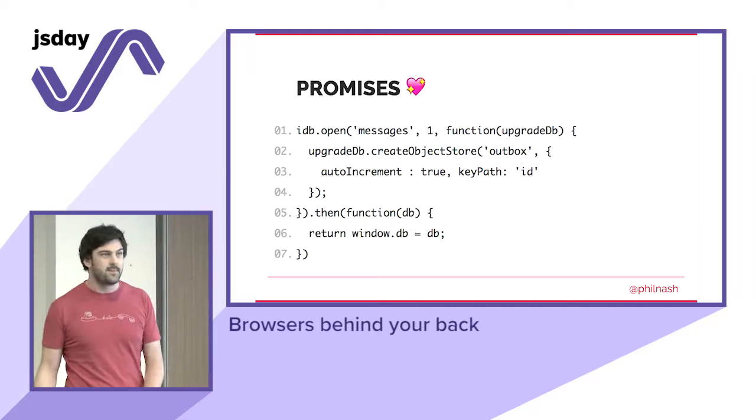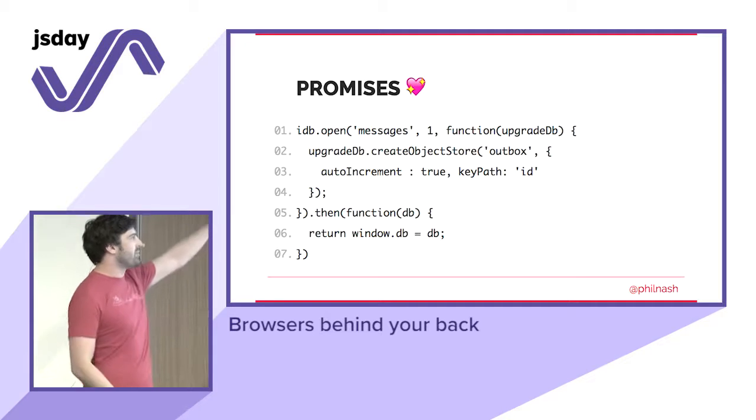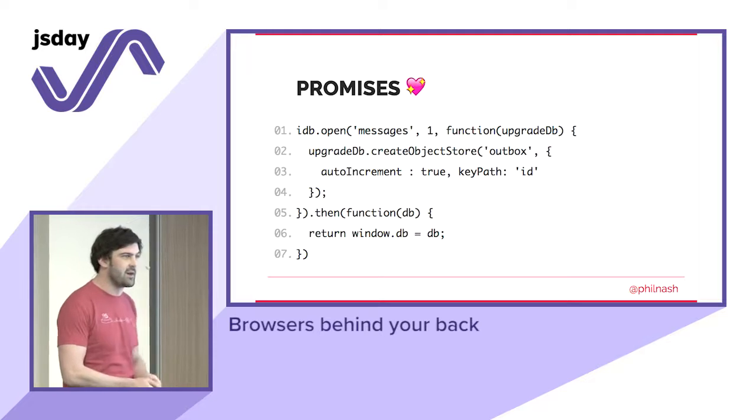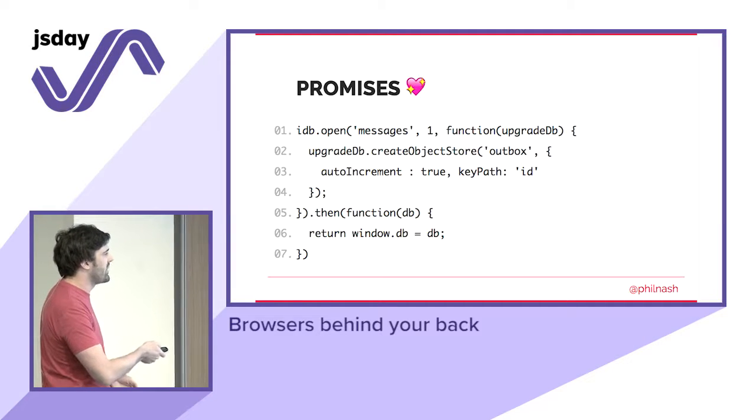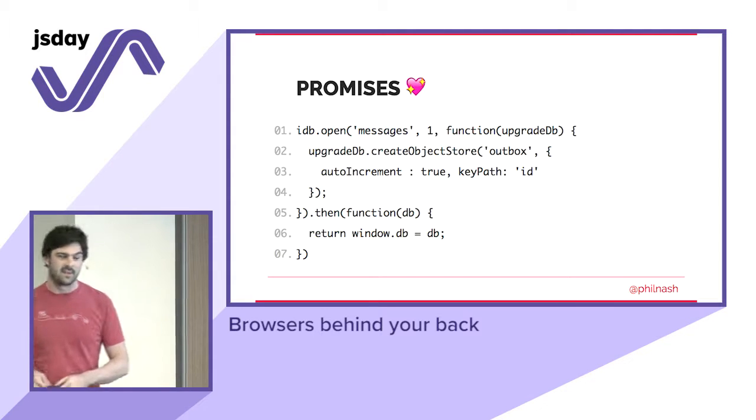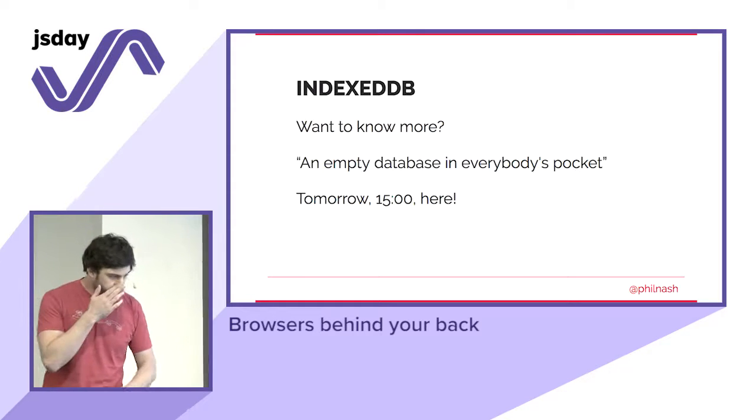This is IDB. It's a very thin wrapper, but all it does is promisify those kind of things. And so the upgrade stuff is done simply within a normal callback. And then when the promise resolves, you have your database. And that's kind of cool.